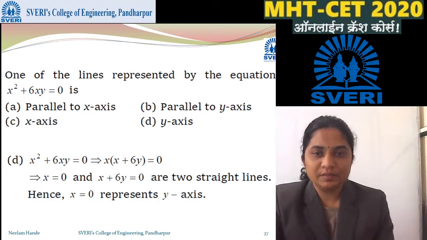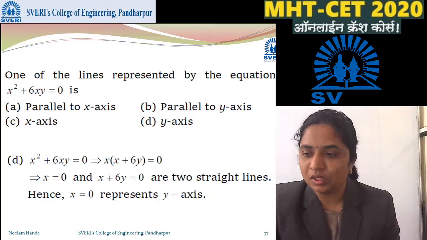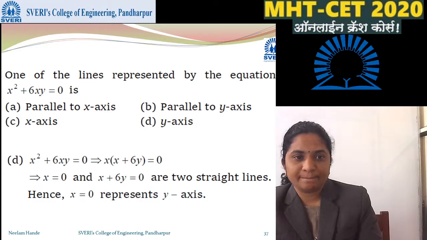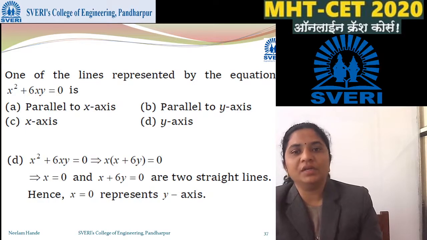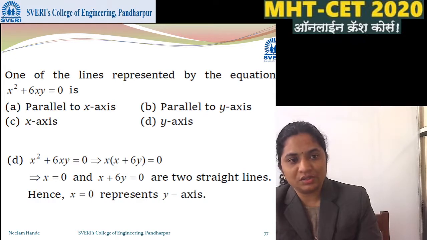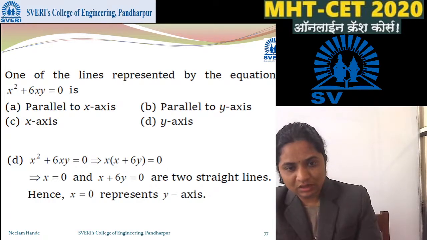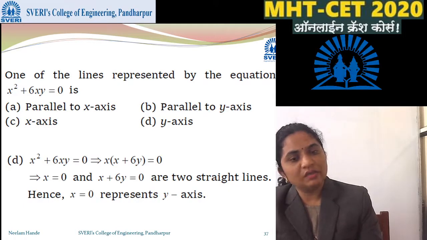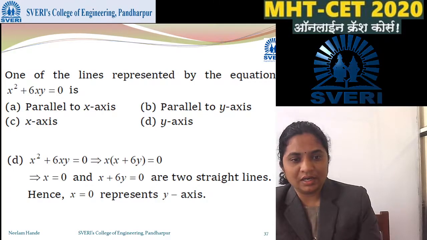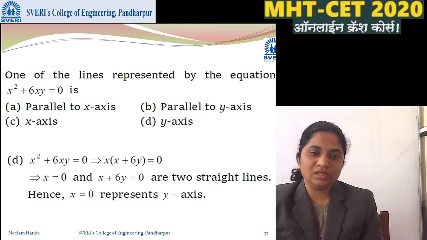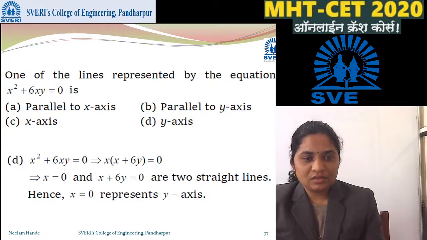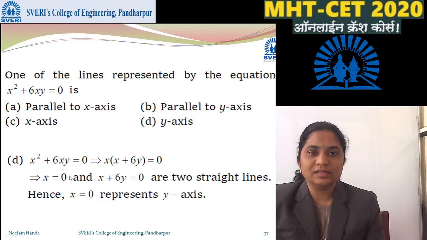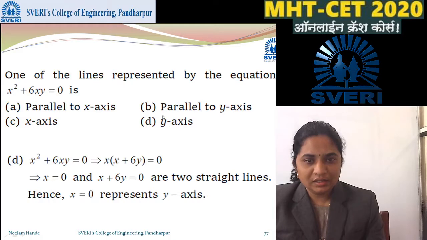Next, one of the lines represented by the equation x square plus 6xy equal to 0 is? This is the combination of two lines, so we try to separate these two lines. If anything is common, we take it out. Yes, x is common, take it out. It is x into x plus 6y equal to 0. So solving it, either x is 0 or x plus 6y is 0. These are two straight lines. So x is 0 represents the y axis. So one of the lines is the y-axis.